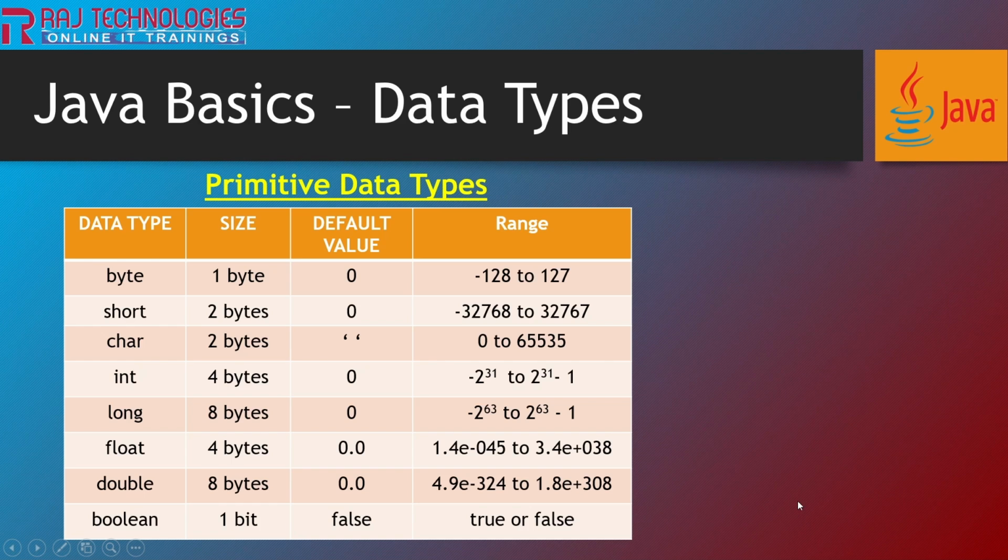Because boolean can take only two values. For example, boolean b1 equal to true, boolean b2 equal to false. When you take the value true, the internal value it is going to store is 1. When you say false, the internal value it stores is 0. To store 1 and 0, it requires 1 bit of memory. And the next one, default value.